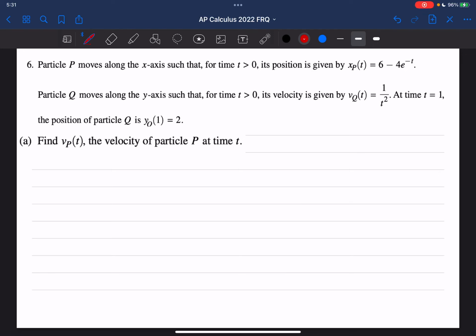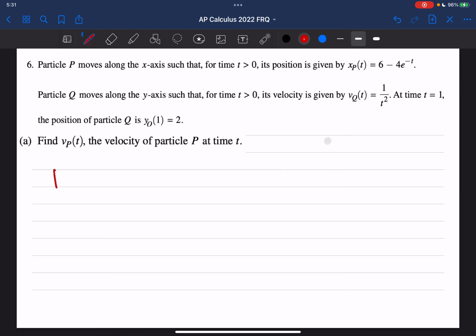In this video, we're going to be going over question number 6 from the 2022 AP Calculus AB free response portion of the exam. Here we have the position of point P, and we have the velocity of point Q.